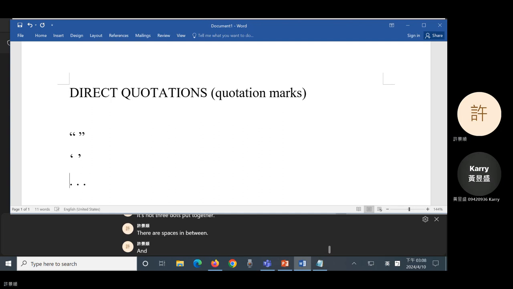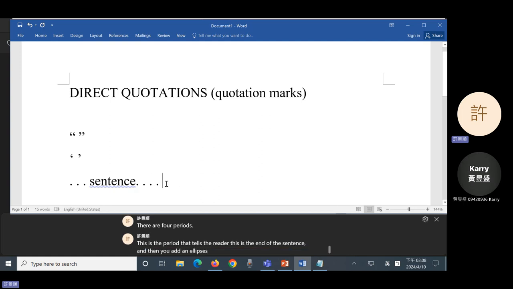And if you are skipping things at the end of a sentence, you do it like this. Period, there are four periods. This is the period that tells the reader this is the end of the sentence. And then you add an ellipsis at the end to tell the reader the original sentence had more words, but I'm taking them out.